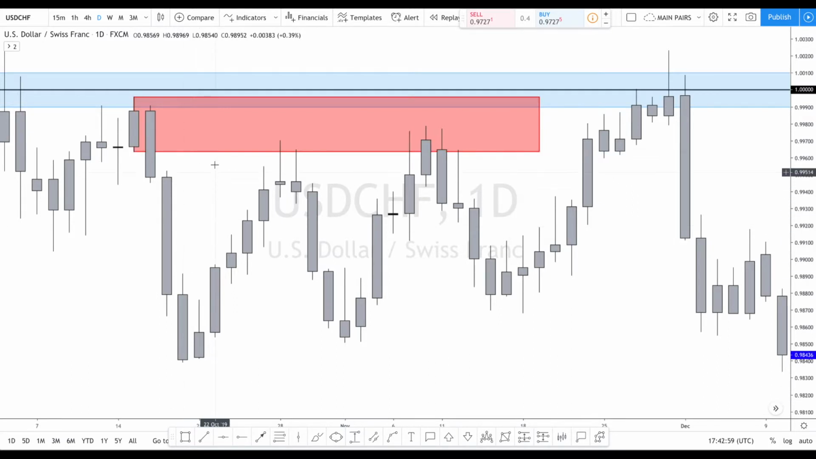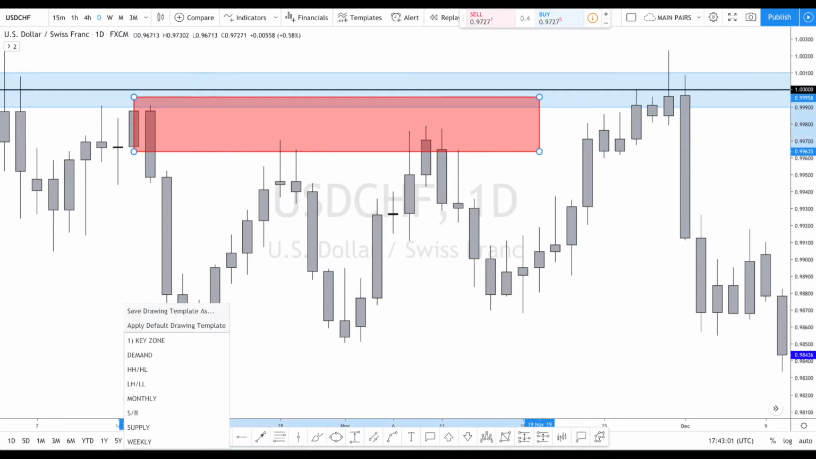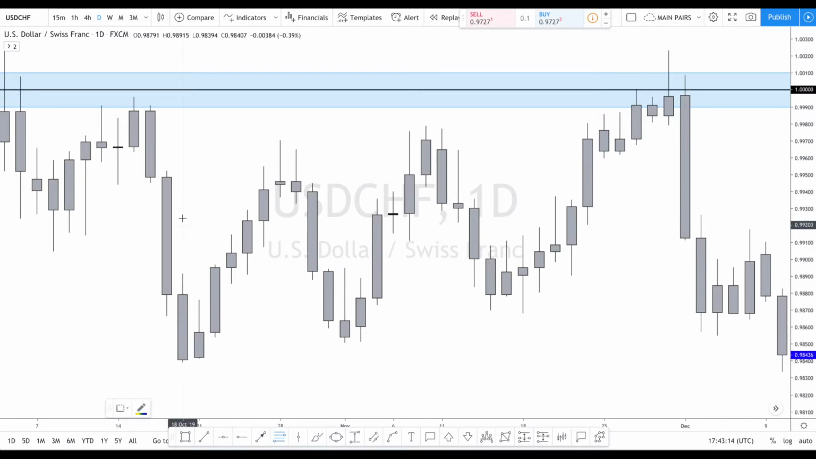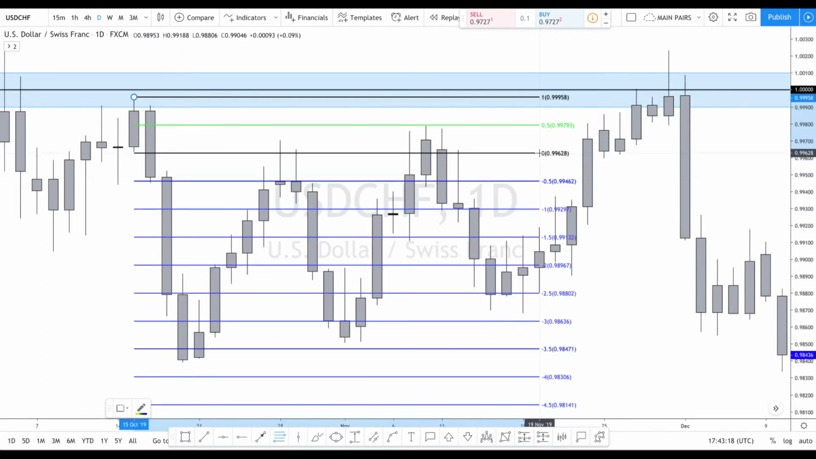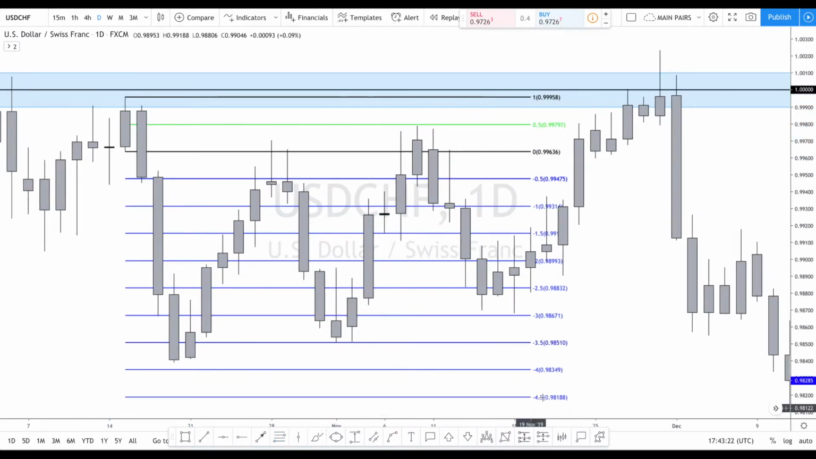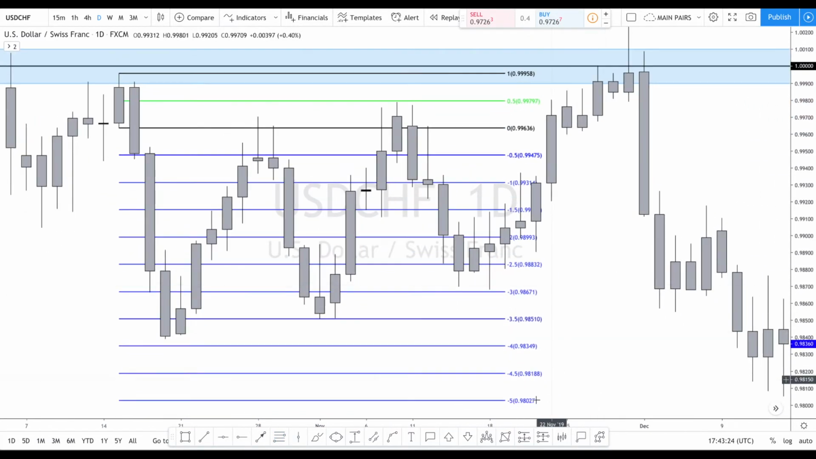Sometimes you see me have a fib like this. Let me just show you the fib. Sometimes you see me have a fib called the risk and reward fib. Essentially what I do with this fib is, if I take that supply zone, so it doesn't get too messy, I map out the supply zone like this. And then I say to myself, all the fib levels now just become targets.